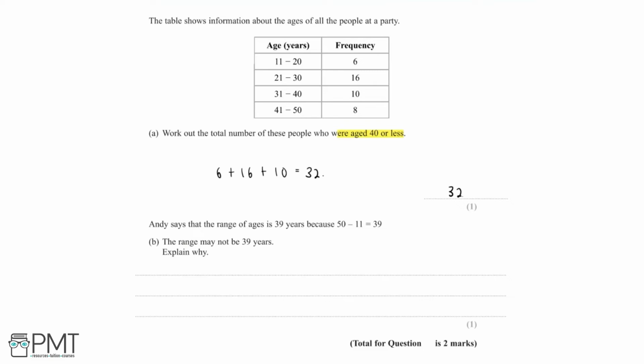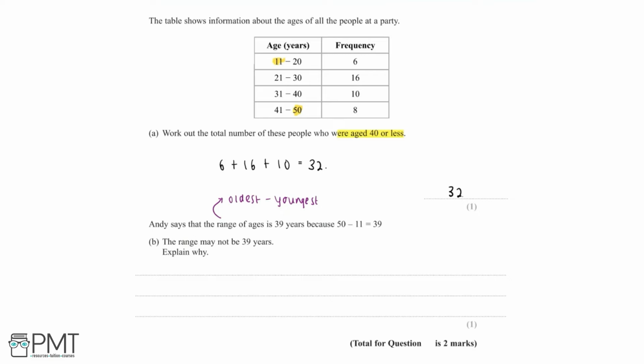Now Andy says that the range of ages is 39, because 50 take away 11 is equal to 39. And in part B, we need to explain why the range might not be 39 years. First, let's identify what the word range means. In this context, the range of ages would be the oldest age take away the youngest age. And so what Andy does is he looks at the oldest possible age, which is 50, and the youngest possible age, which is 11, and says that the range of ages is 39.